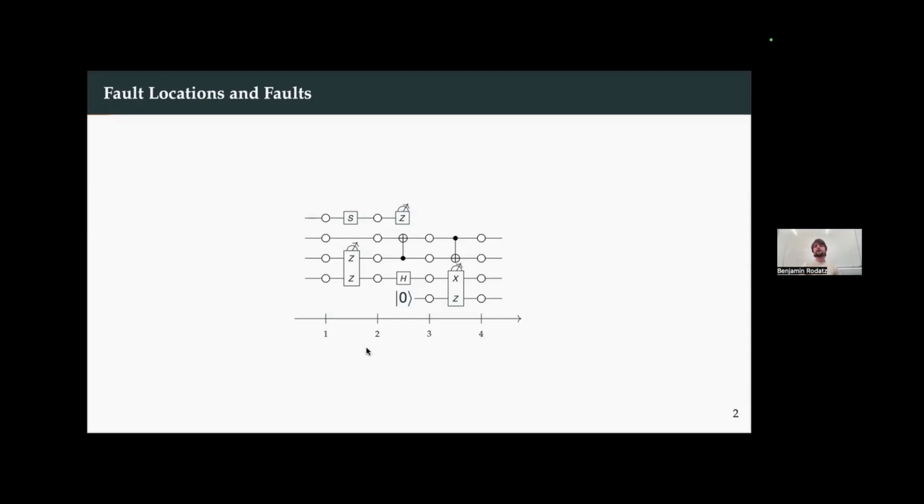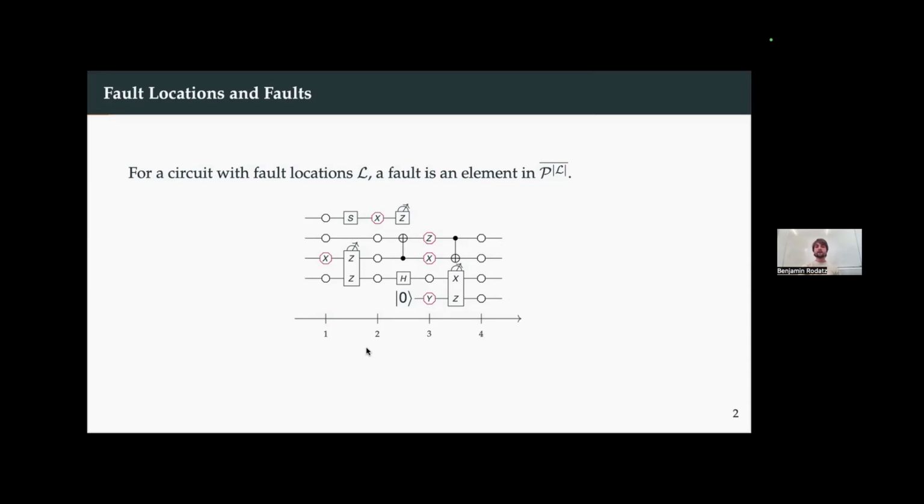So given a circuit, the potential locations where faults can occur are simply the qubits at each time step, and a fault is then simply some Paulis acting on some of these fault locations. So mathematically, we can actually model faults as elements in the Pauli group to the number of locations.